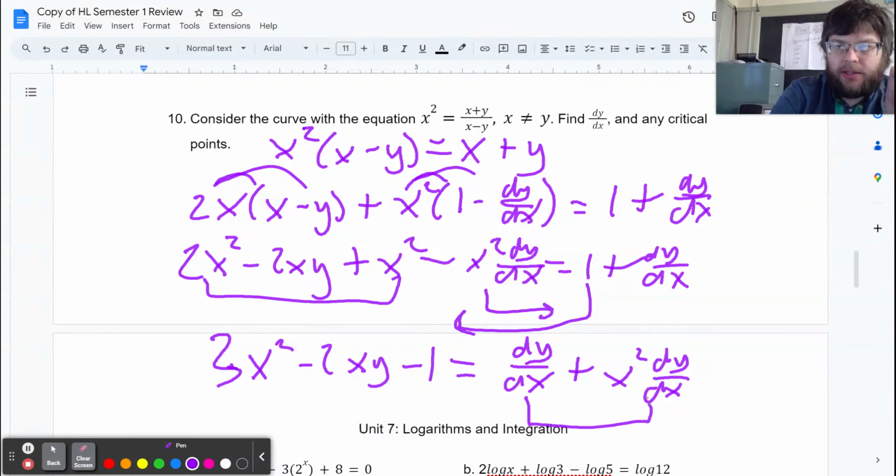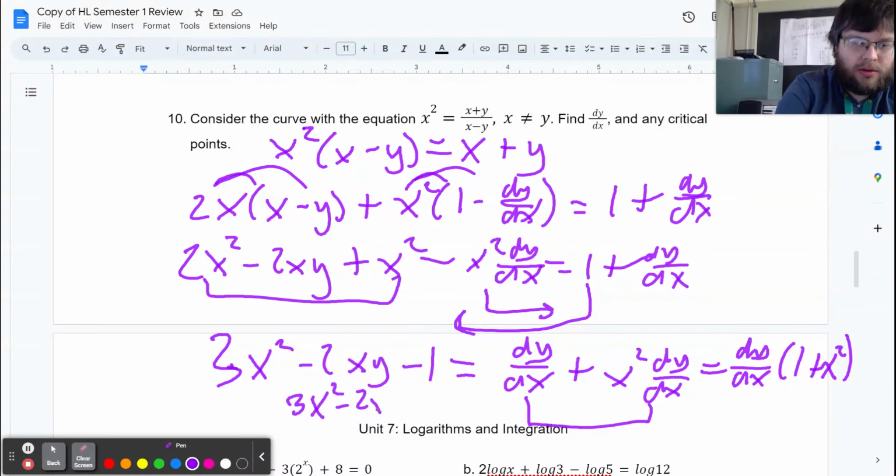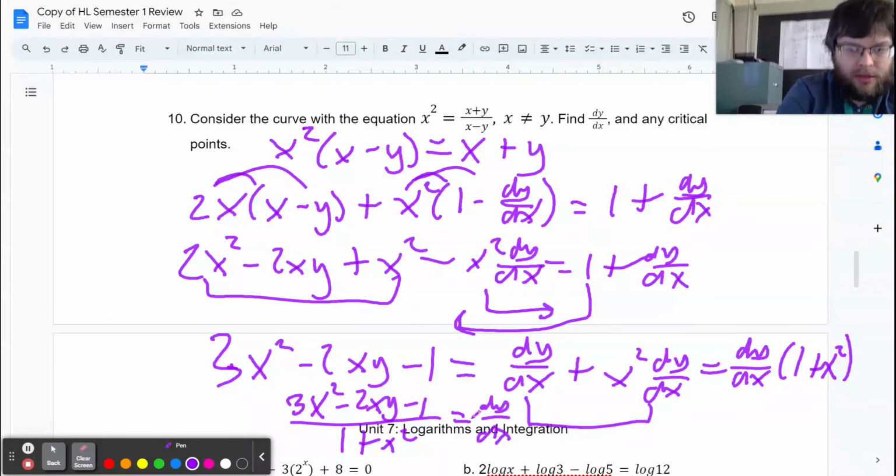So common factor of dy/dx means I can write it like this, which means I can divide both sides by 1 plus x squared. So my whole left-hand side can be divided by 1 plus x squared, and that's dy/dx.